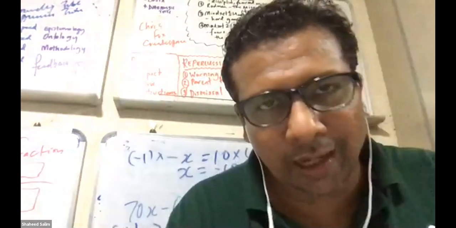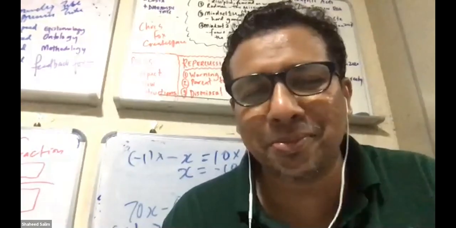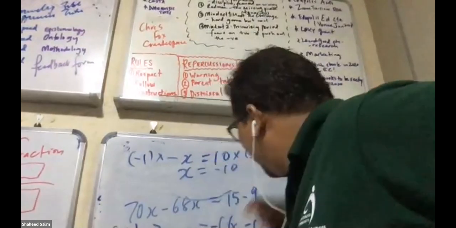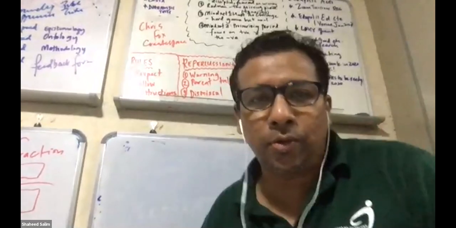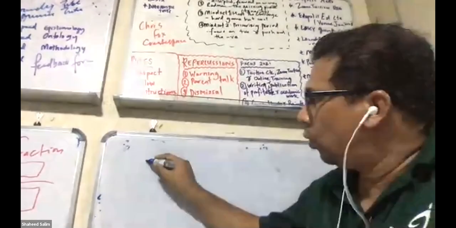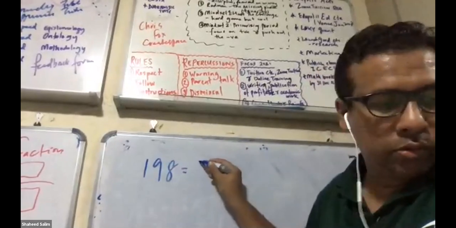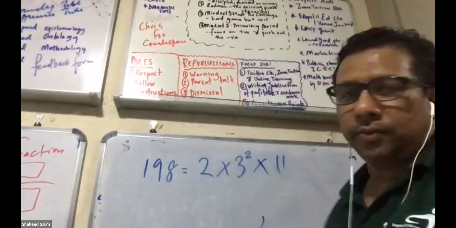2 times 3, 2 times 11. Okay, correct. That's correct. And what is the value of K in B? Do you know how to do? No. You don't know? Okay, show me. You forgot. Okay, never mind, no problem. Show me the thing so that I can see. Did you do or not do? Not do. I didn't do. Okay, so I'm going to show you now. You have done like this. 198 equals 2 times 3 to the power 2 times 11. Am I correct?